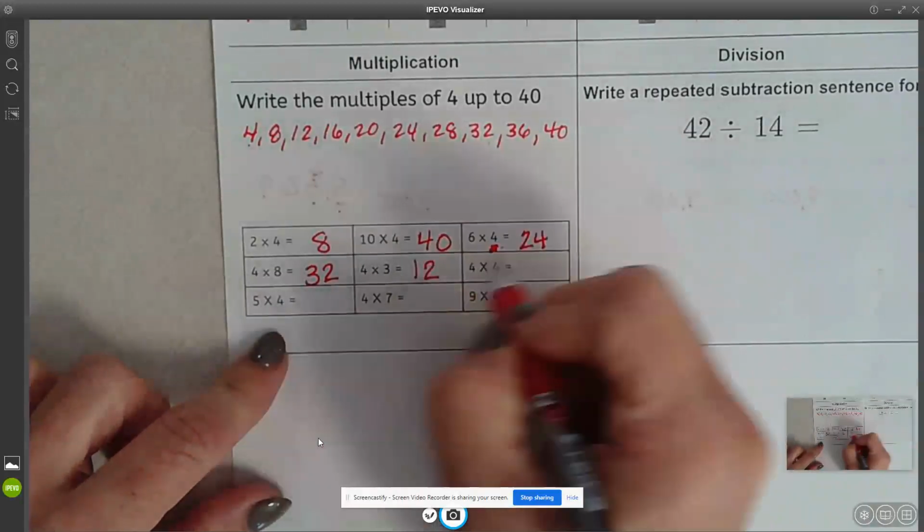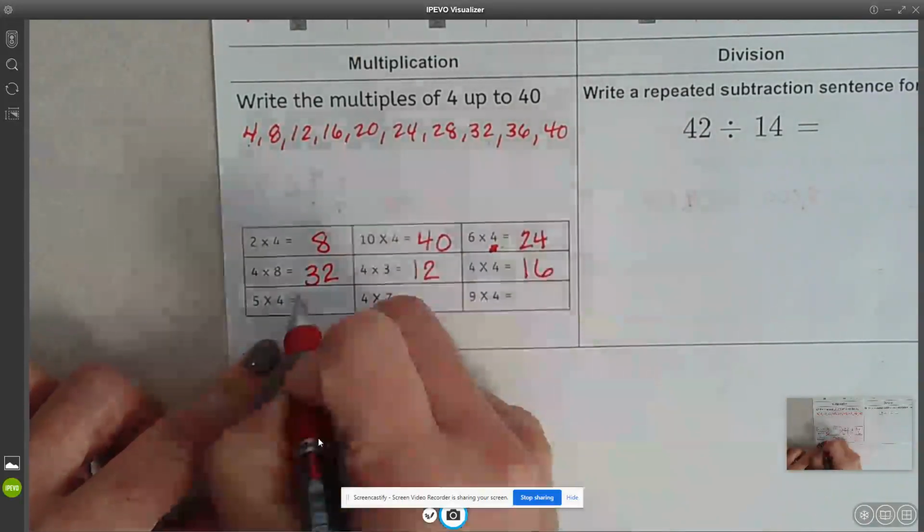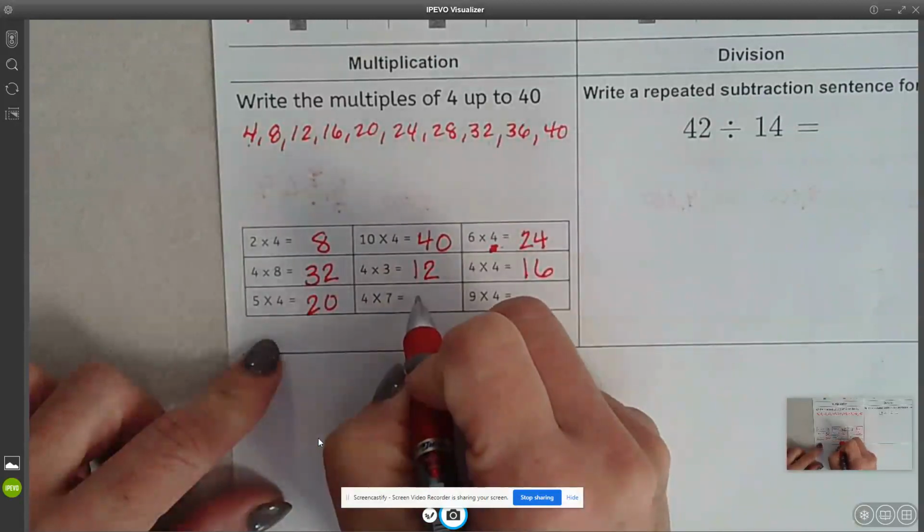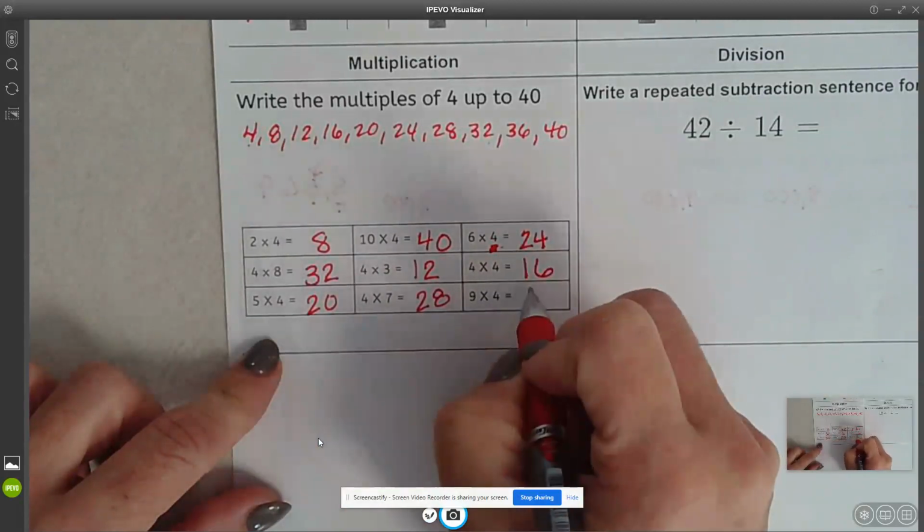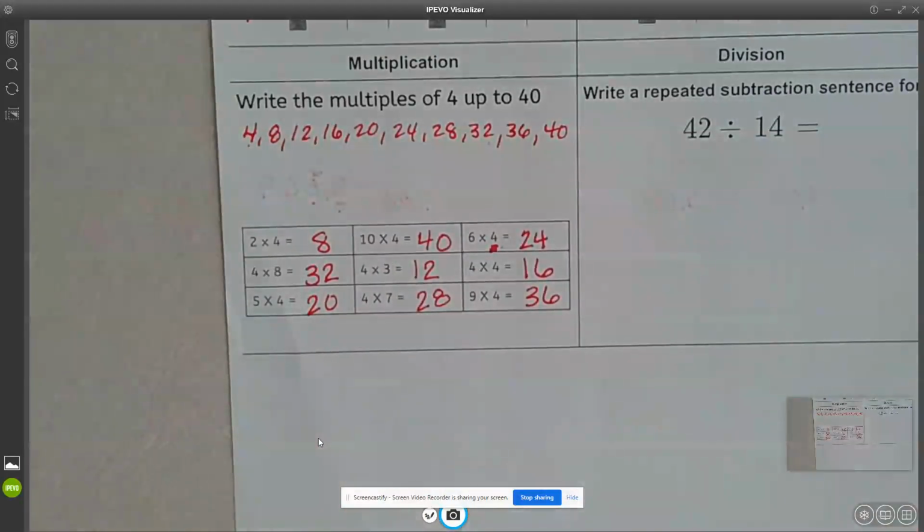Okay. And then 4 times 3 is 12. 4 times 4 is 16. 5 times 4 is 20. 4 times 7 is 28. And 9 times 4 is 36. So that's how you use those multiples of 4. And it's totally okay when you sit down to do your work or take a test or take a quiz to write those multiples out.